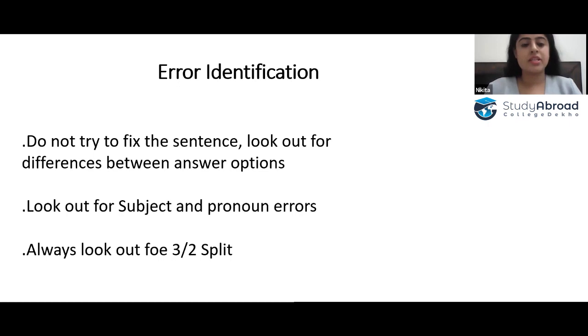The first one says, do not try to fix the sentence. Look out for differences between answer options. Now, let me explain it. Say you read one of the sentences, and then you try to come up with, okay, it is not supposed to be like this. It needs to be in this manner.